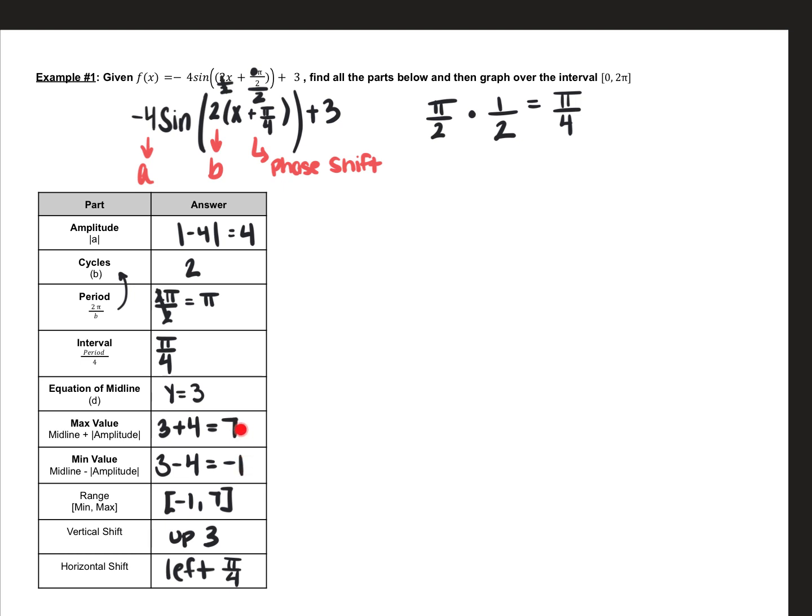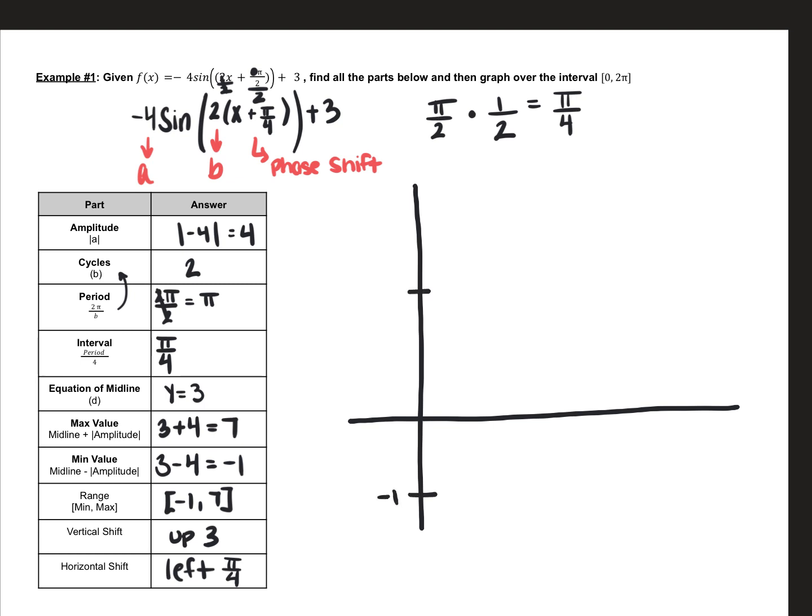So we know our min and our max are -1 and 7. So that means I'm going to put my XY axis probably somewhere like this, and maybe put a -1 here and a 7 here. Our midline is 3. So I'm going to go ahead and put 3 here. And that's my midline. And I'm going to label my axes with what I count by. That's my interval, so 1/4.